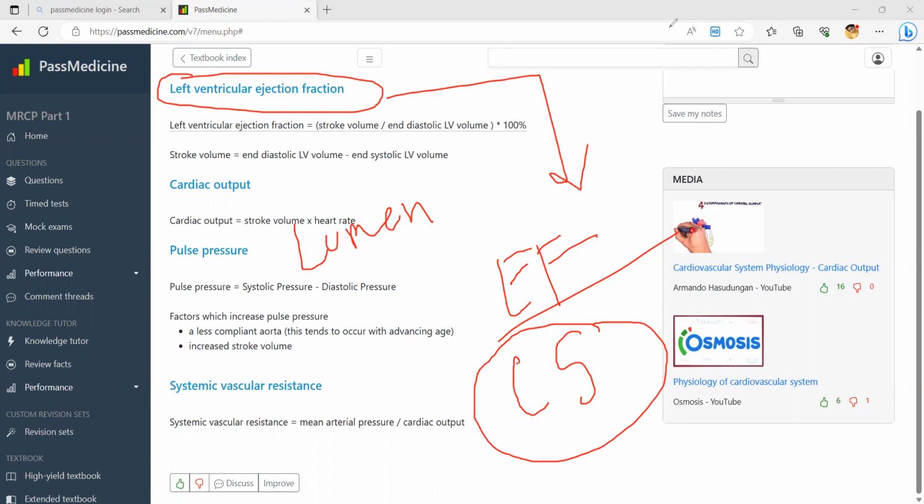Doctor, for this EF go for echo, for cardiac structure go for MRI, and for lumen go for angiography. Okay. So we can detect the ejection fraction by doing echocardiography. You are right, echocardiography, but mostly in the exam they ask about the MUGA scan. MUGA scan is used most specifically for detecting the ejection fraction.